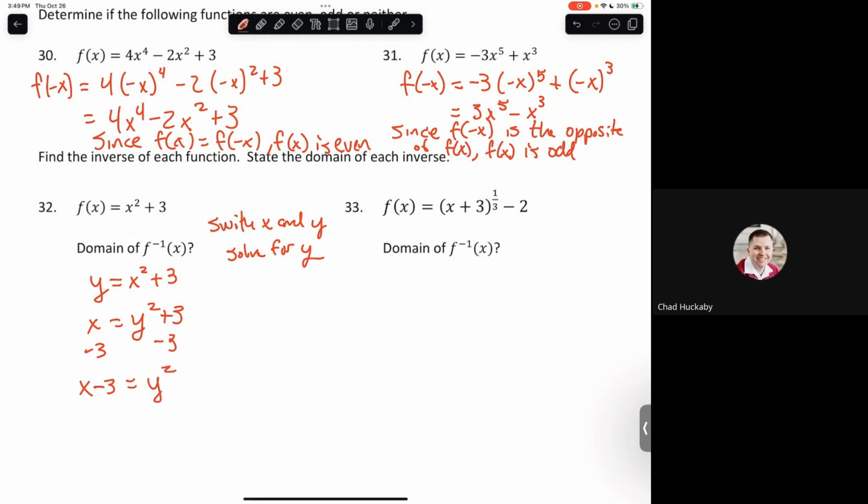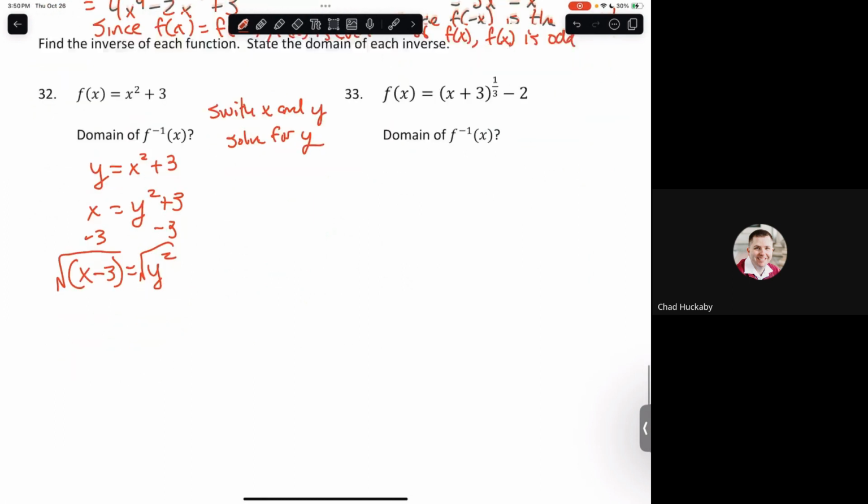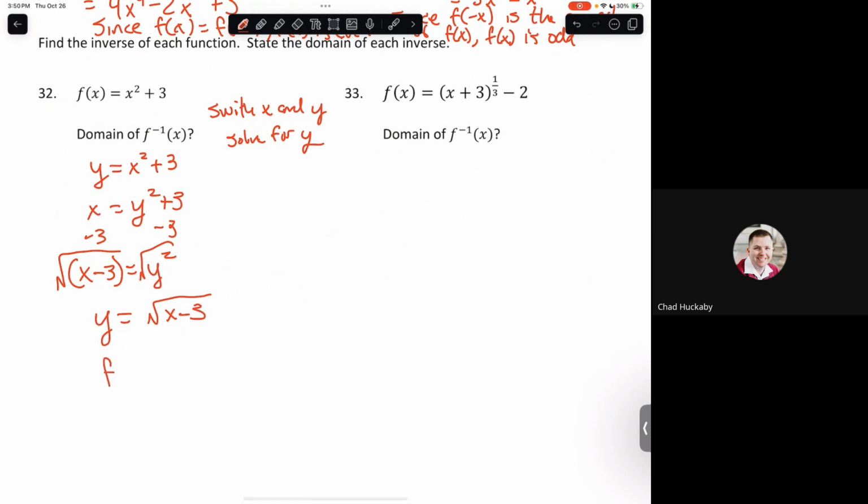How do we get y by itself? We take the square root of both sides. That's how you undo the squaring. So we have it squared, so to undo that, you take the square root. So what we get is y is equal to the square root of x minus 3. So f inverse of x equals the square root of x minus 3. Okay?